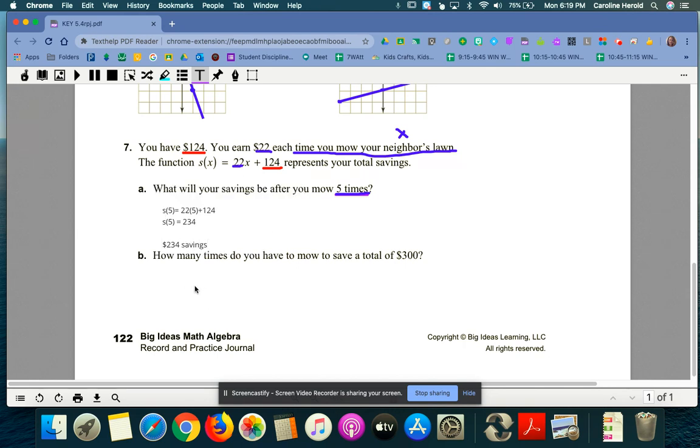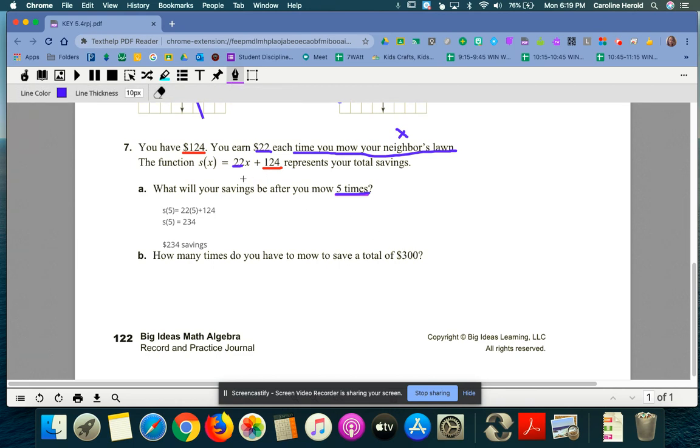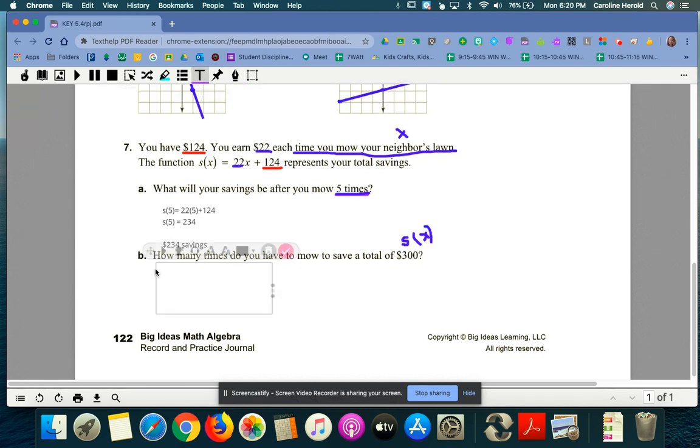All right, you can press pause and try the next one if you want to, or you can work along with me. How many times do you have to mow to save a total of $300? Well, how many times I have to mow is X. And this time the total amount of money, my total savings, is that function S of X. So I'm going to use S of X here just to remind myself that's what I'm replacing in this function. So this time 300 has to equal 22x plus 124.